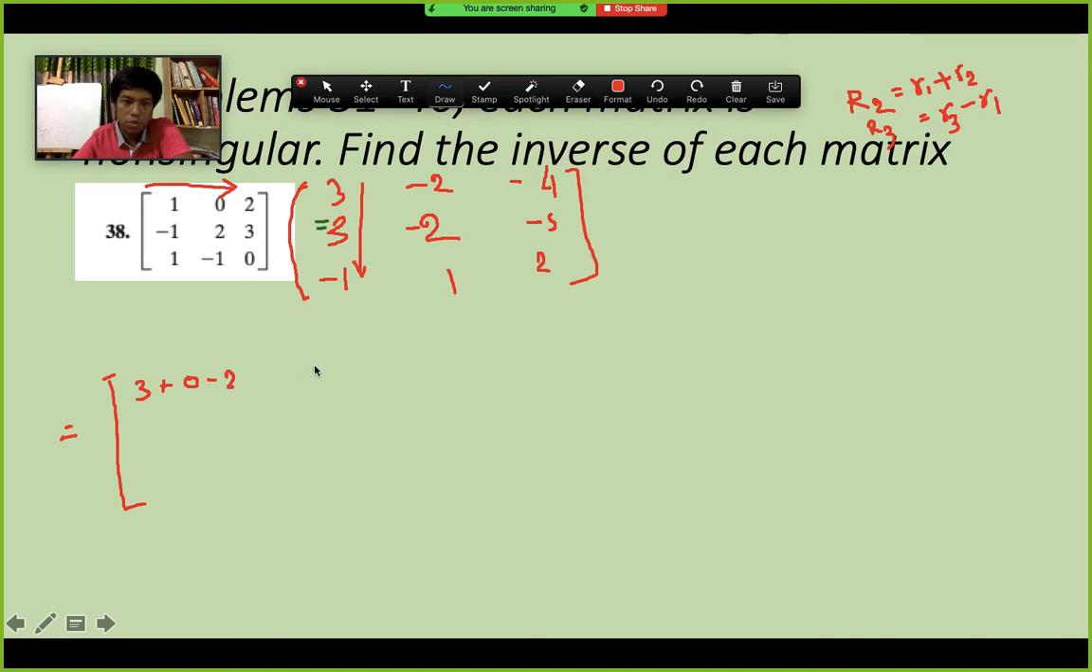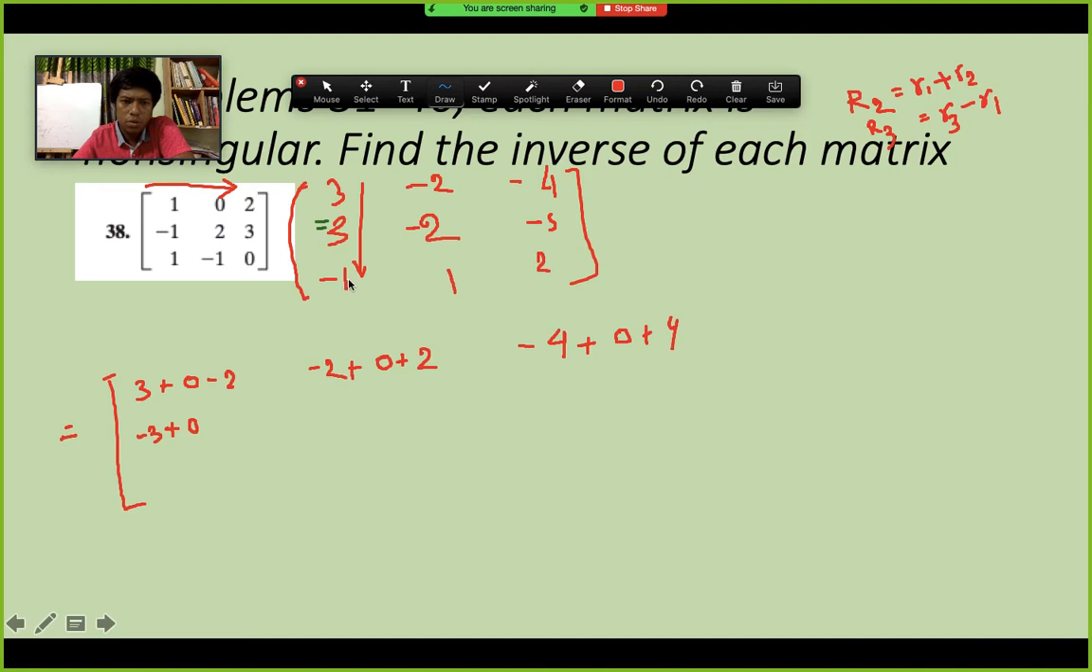Then we can do the second line. So this is minus 2 plus 0, then plus 2. Then we have to go for this line, minus 4 plus 0, then 2 into 4, so plus 4. Then this line, this is minus 1, so it is minus 3 plus 3 into 2, 6.